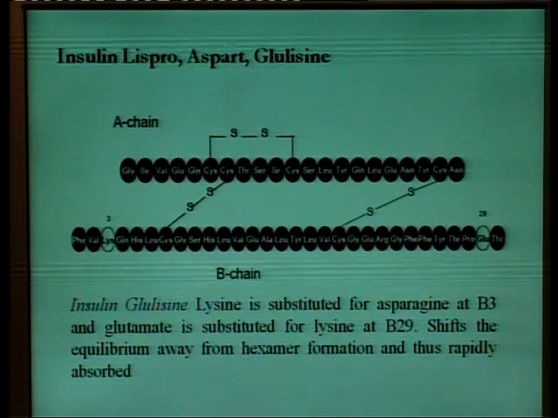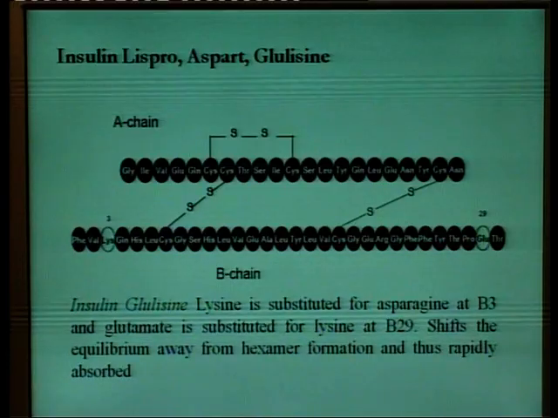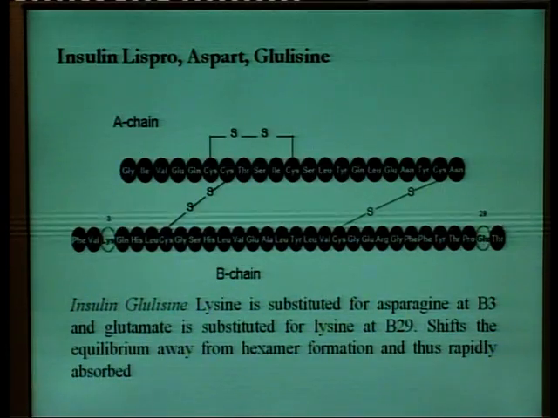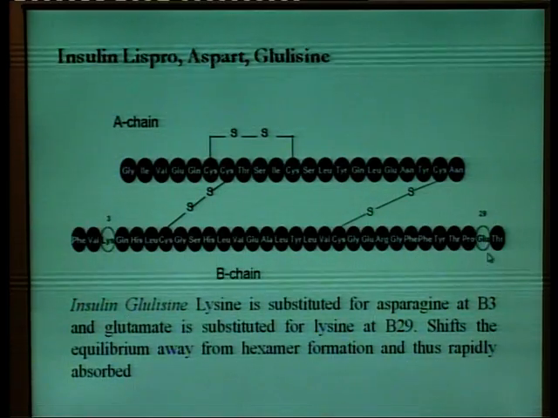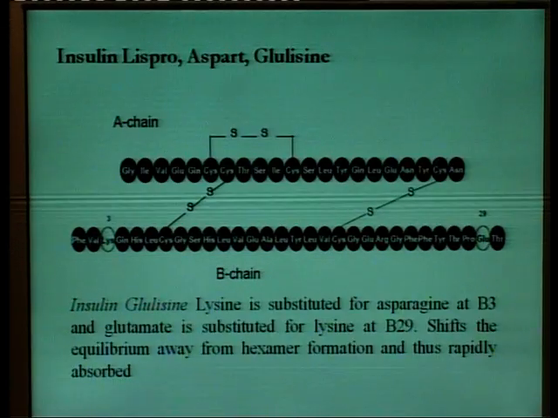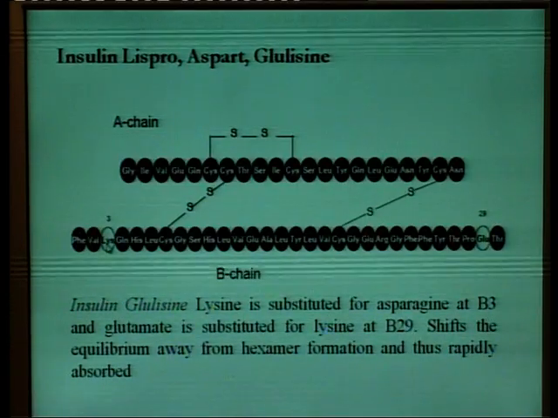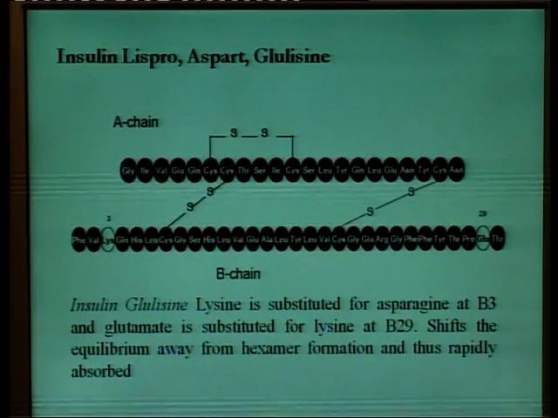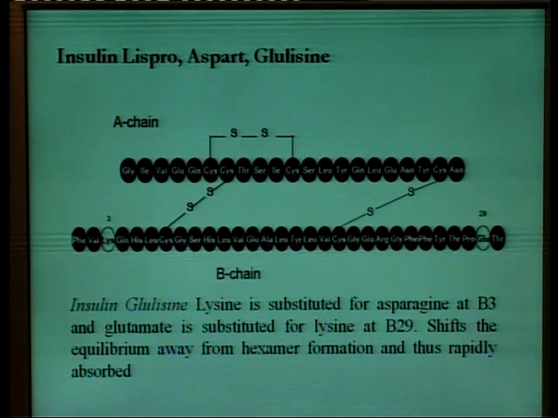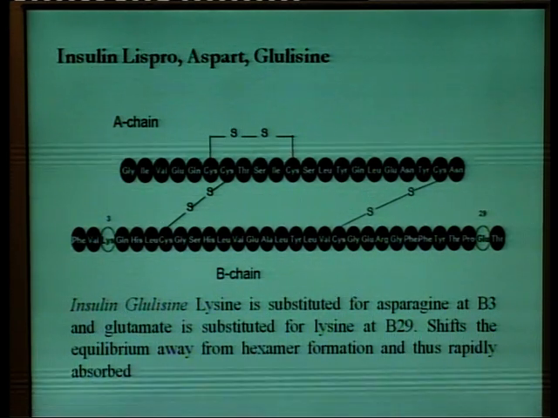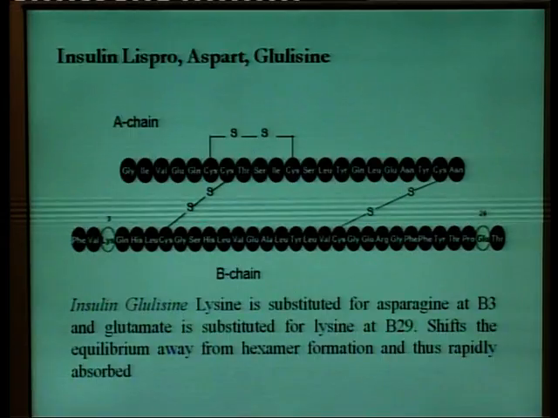Next is insulin glulisine. Again, I have displayed the structure of insulin having the A chain of 21 and the B chain of 30. But here we find two changes are made at the two extremes. Just have a look. It is the B29 position, where we have the substitution of glutamate, and the B3 position where lysine is substituted. So, it is the third position as well as the 29th position which is going to shift the equilibrium away from hexamer formation, that is towards the dimers or the monomers, and then the rate of absorption is going to be increased.